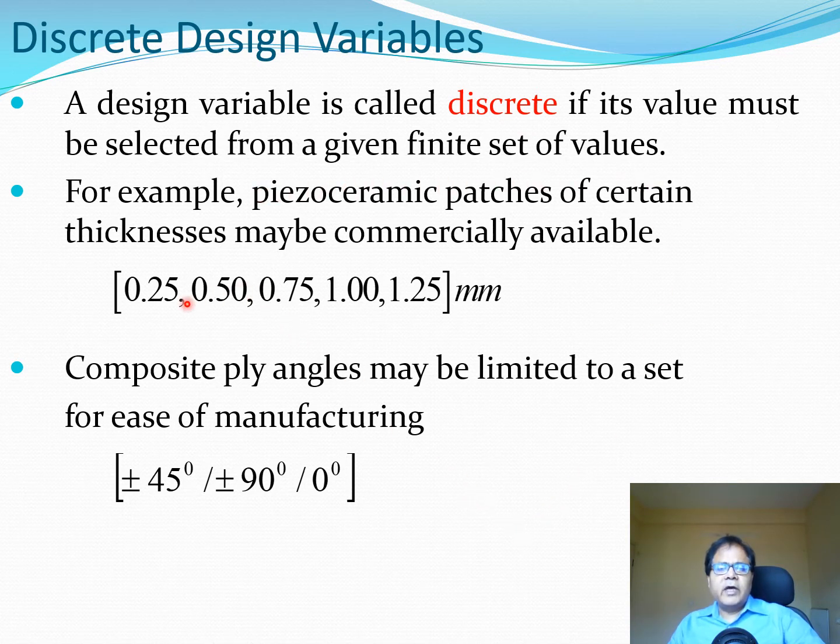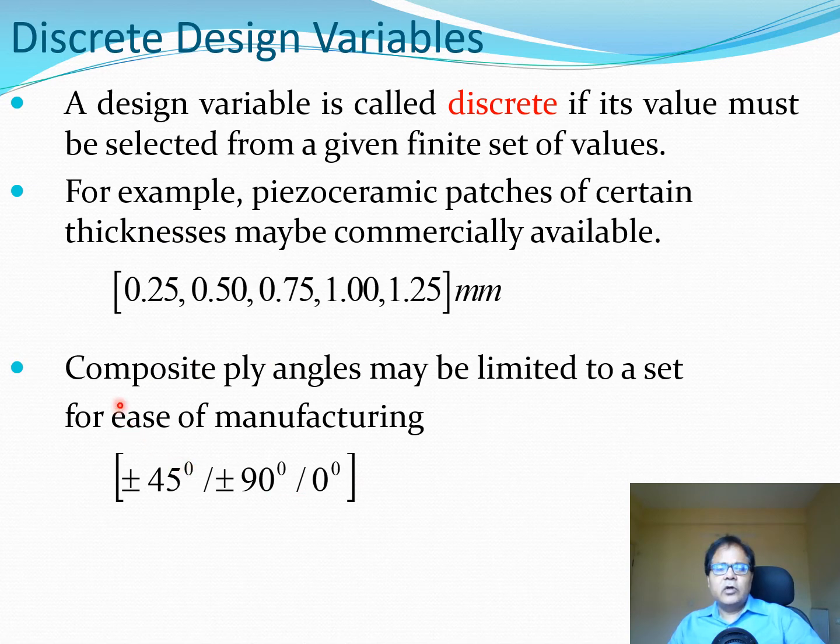For example, we may have piezoceramic patches of thicknesses such as given here: 0.25, 0.5, 0.75, 1, and so on. Essentially this may be because of the commercially available thicknesses which you can get from some supplier belong to this particular set, and therefore it is useless if you give a design such as a 0.37 millimeter thick patch. So your design algorithm should essentially search for solutions within this discrete set.